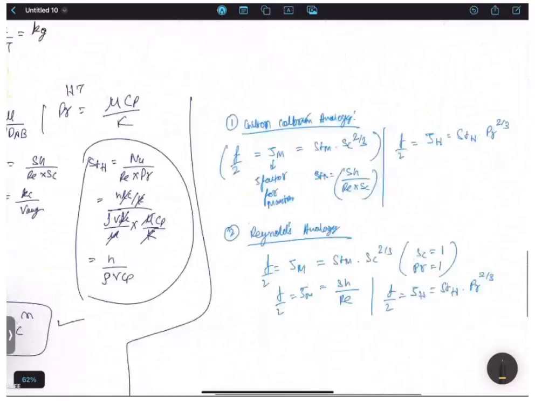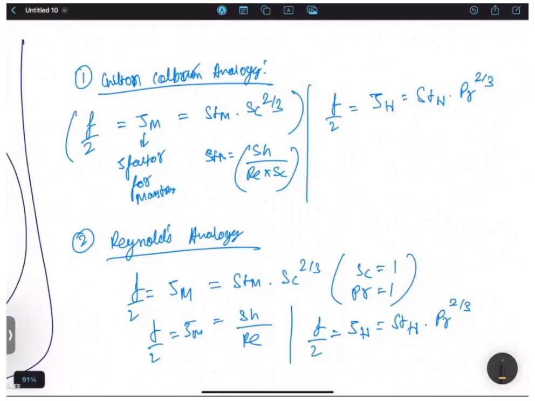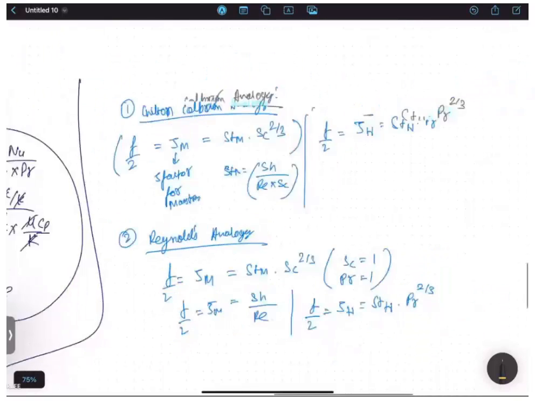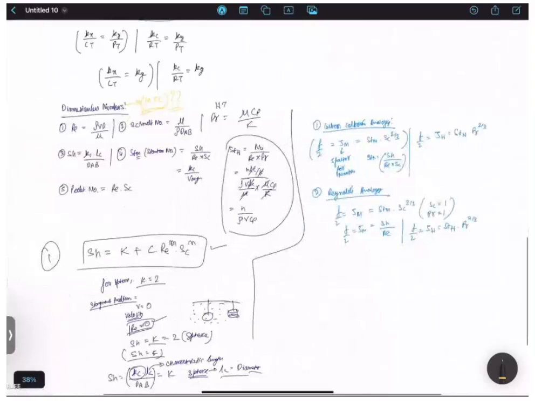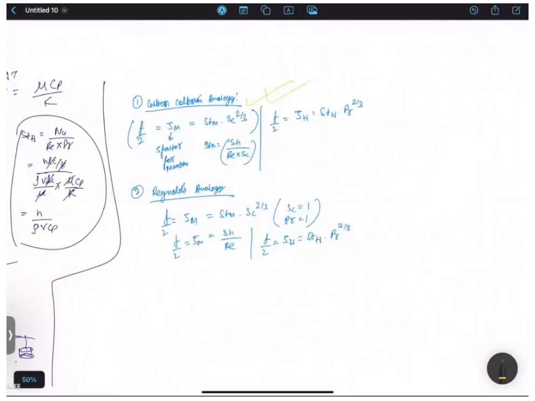Now suppose you want to find out a relation between your mass transfer coefficient and your friction factor, or between your heat transfer coefficient and your friction factor. In that case, we use our Chilton-Colburn analogy and our Reynolds analogy. Clear? There is one numerical also, we will solve it on Sunday based on this. It is not a GATE PYQ, but in GATE, questions from this formula have come. It is a very important formula. You can directly find out.